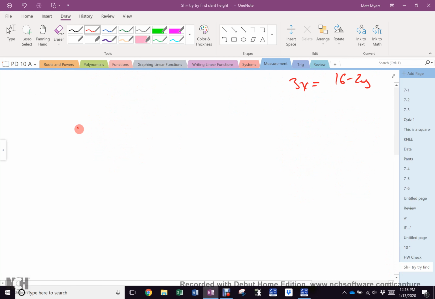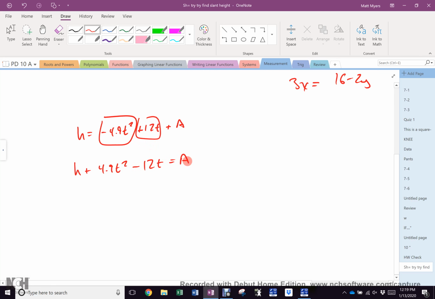Number 4 says h equals negative 4.9t squared plus 12t plus a. And it says I want you to isolate a. Easy to do, yeah? What has to happen with that? What's the reverse of negative 4.9t? Add. So h plus 4.9t squared. What do I got to do with that? Minus 12t equals a, yes?